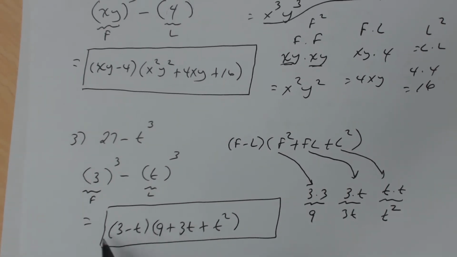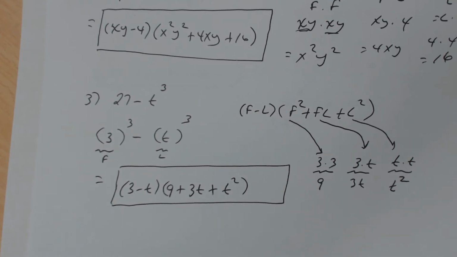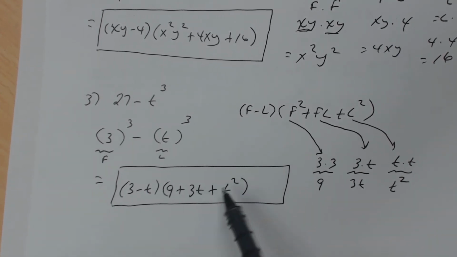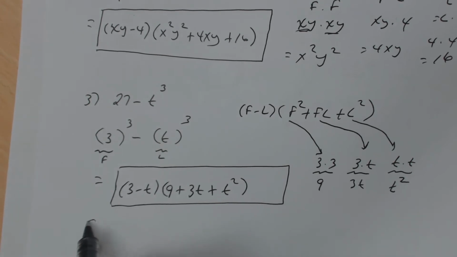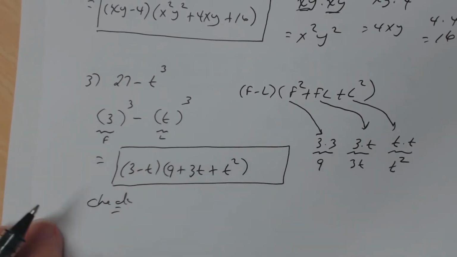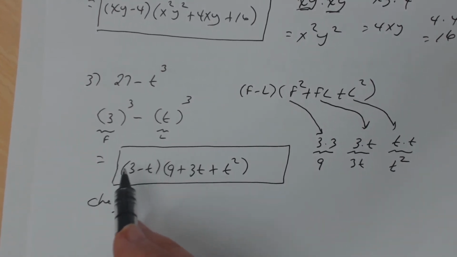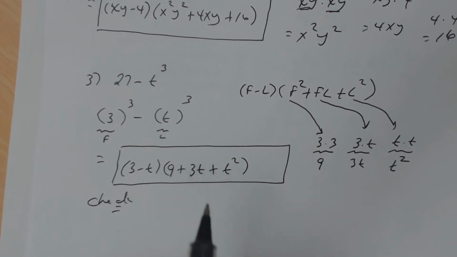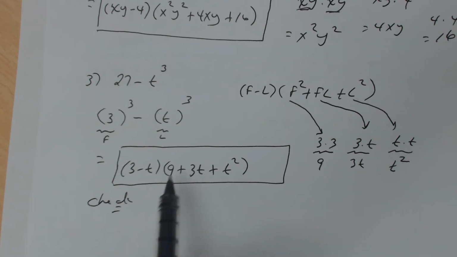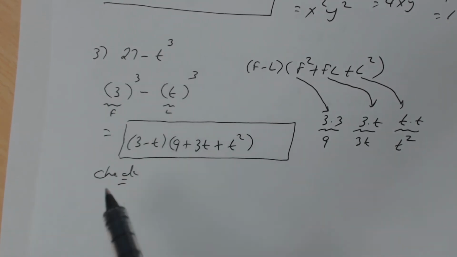So 3 minus T is your binomial. Your trinomial is 9 plus 3T plus T squared. All right. Now, you're not going to have time on a test to check this, but you can check this if you want to, the way we did at the beginning of this lesson. So you're going to take each term of this binomial and multiply by the trinomial, and hopefully we'll get this back. Again, here you have time, but on a test you would not.